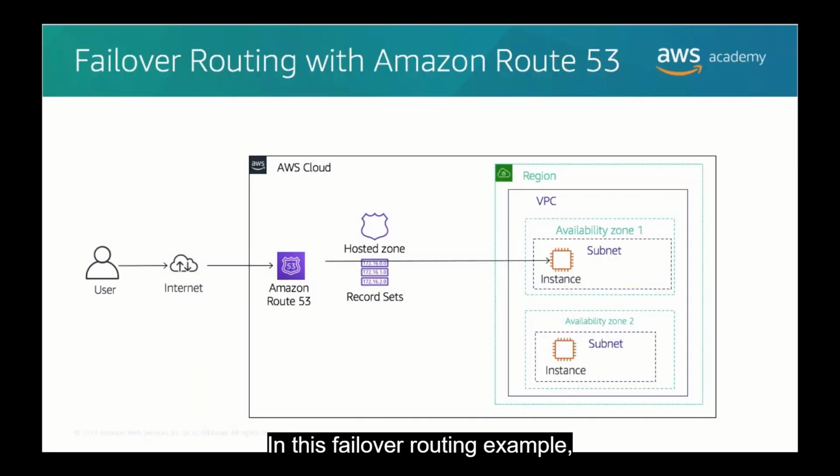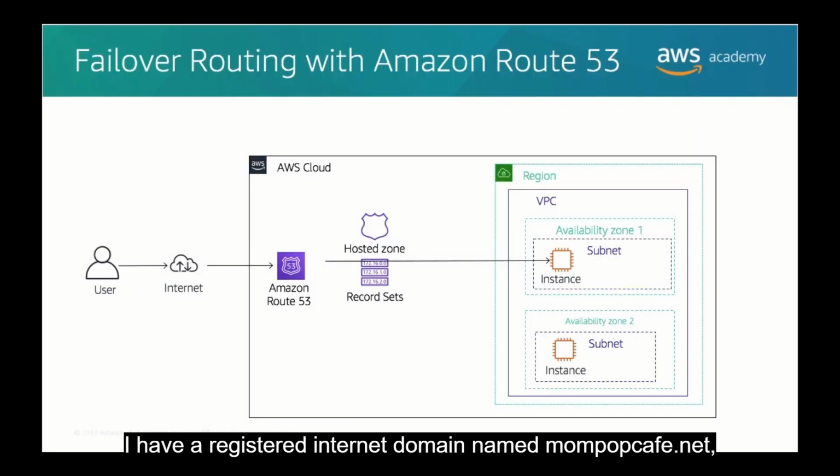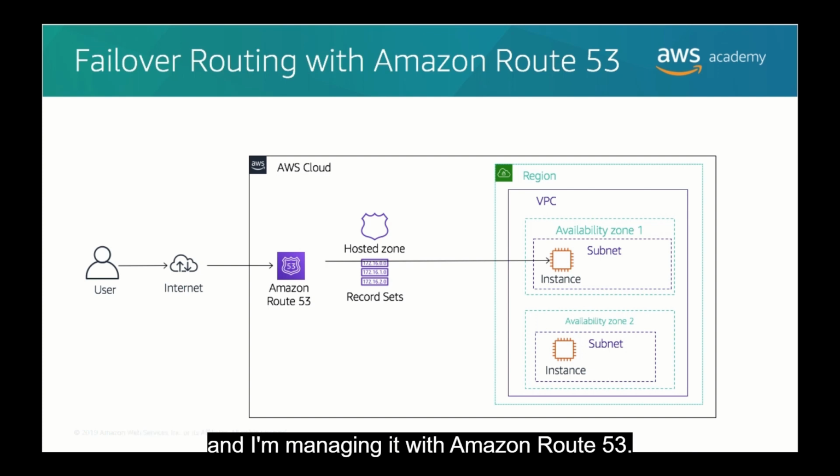In this failover routing example, I have a registered internet domain named mompopcafe.net, and I'm managing it with Amazon Route 53. Just as in the last demo, I have a VPC with two subnets in it. The subnets are in different availability zones. Each subnet has an EC2 instance running in it. And each instance is running a web server with my Mom and Pop Cafe website hosted on it.